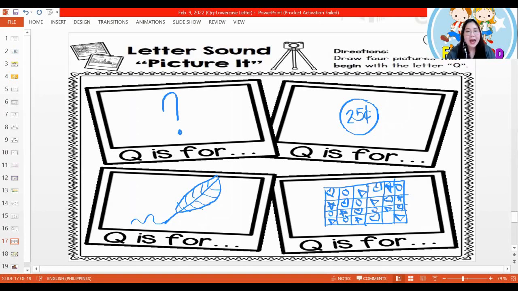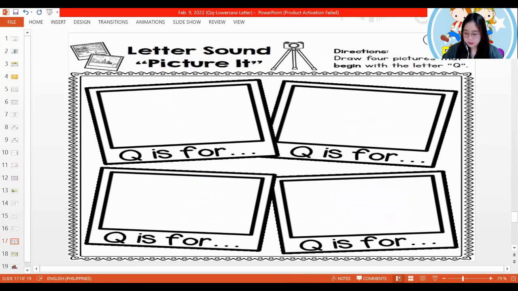Okay, so I have my question mark, my quarter, my quill, and my quilt that all start with the letter Q. So we already learned about lowercase letter Q, and tomorrow we're going to learn about a shape word. So it's going to be our last shape word for the school year. It's going to be the shape crescent.